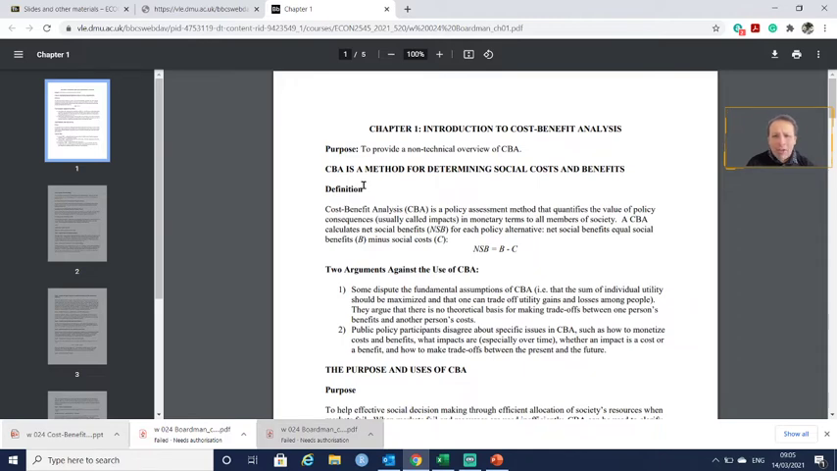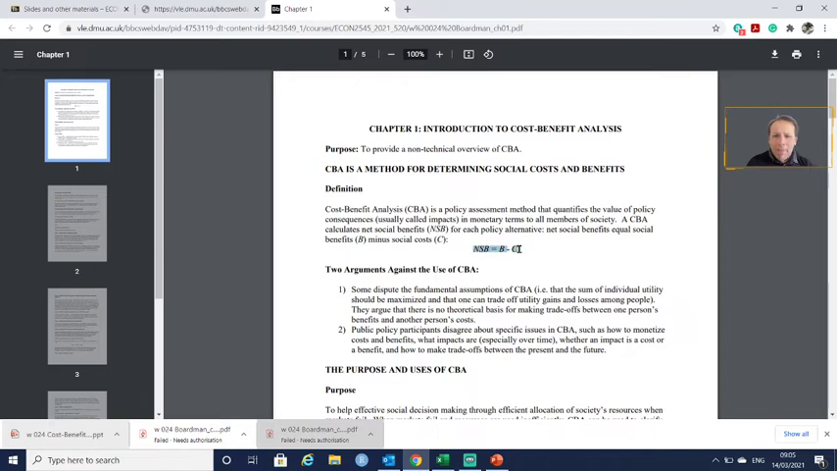So we start here with the definition of a CBA. CBA is a policy assessment method, and the end result of this cost-benefit analysis is to calculate the net social benefits for each policy alternative. So once we have a policy, there are many alternatives, and then we need to calculate the net social benefits for all. Yes, so the net social benefits equal the social benefits minus the social costs.